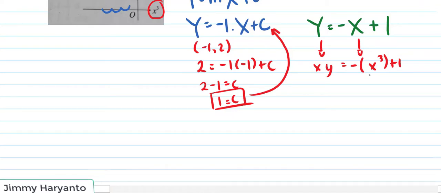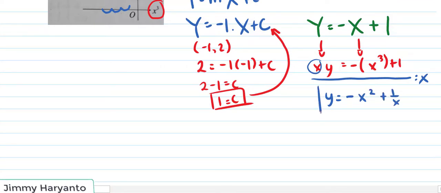But this is not y in terms of x. To make it y in terms of x, we have to eliminate this x by dividing them all by x. So I will get y equals negative x cubed divided by x, which is negative x squared, and then plus 1 divided by x, 1 over x. There you go, we have y in terms of x. Yeah, that is 1B. Pretty easy, right?